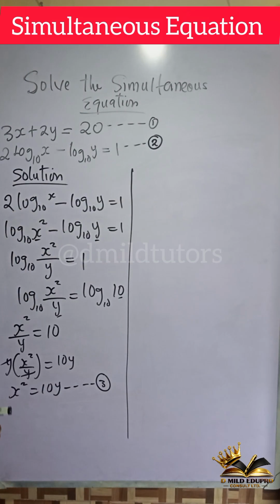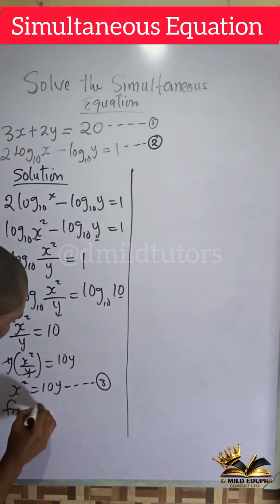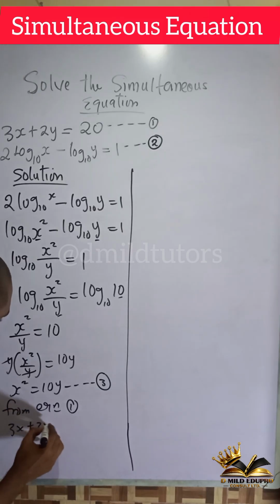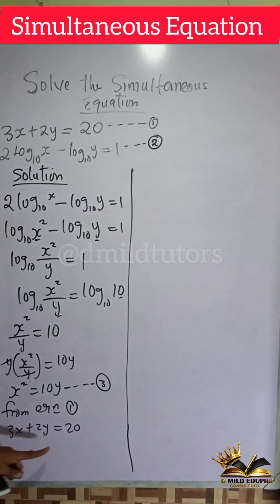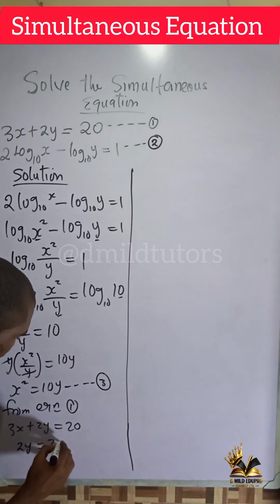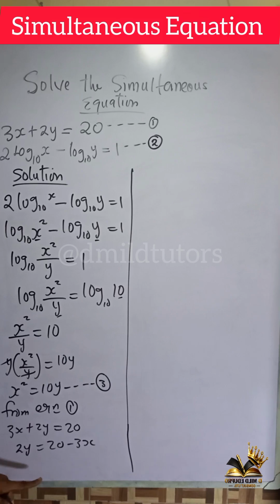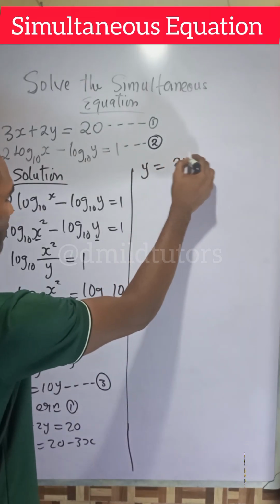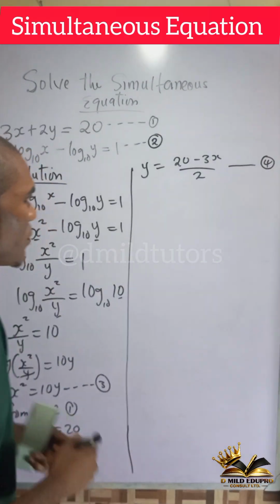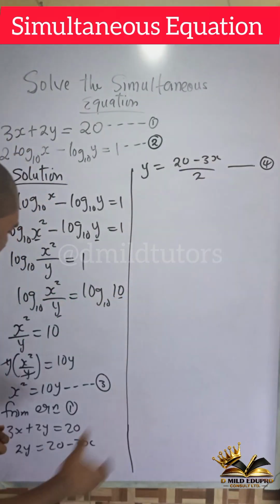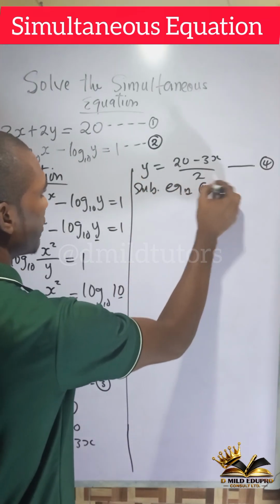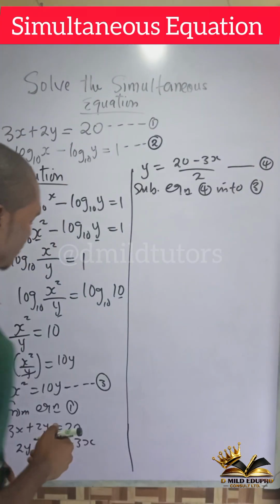Okay. So now from equation 1, remember what equation 1 says? It is 3x plus 2y equals to 20. Now to make y subject, we have to move this to this side. It becomes 2y equals to 20 minus 3x. All right. Then y will be equal to 20 minus 3x over 2. Let's call this equation 4. So we've gotten our y. Now we're going to substitute equation 4 into equation 3.